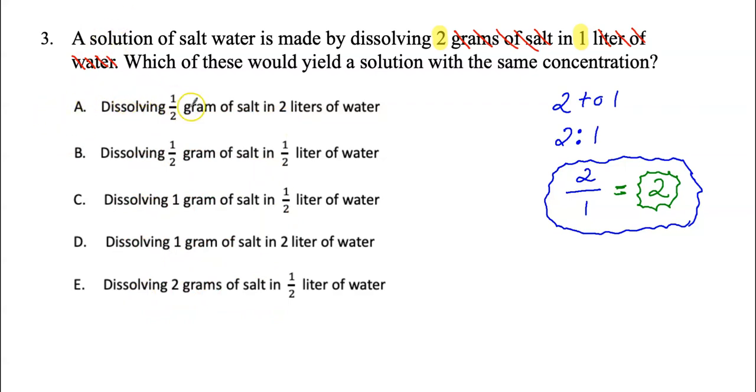So let's just start with answer choice A. Again, let's just get rid of this grams of salt and liters of water. And I'm comparing 1/2 with the 2. And I'm going to write it as a fraction. So it would look like this. 1/2 on the top.